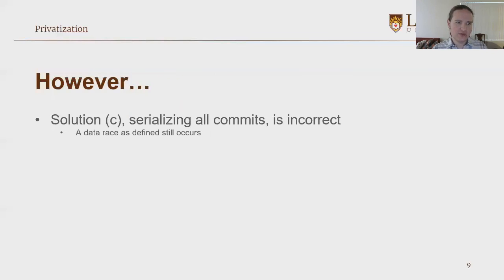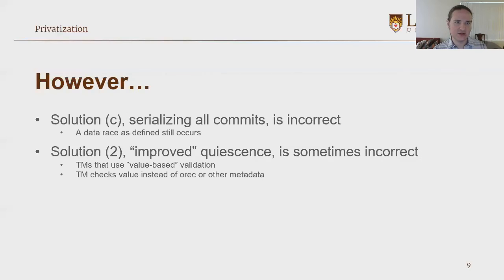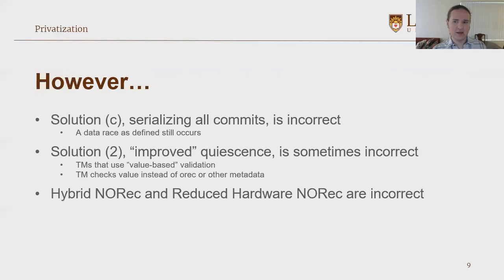However, we note that solution C, which involves serializing all commits, is incorrect. A data race, as defined by the C++ memory model, still occurs. Solution 2, with the improved quiescence, is sometimes incorrect. In particular, it's incorrect for TMs that use value-based validation, where the TM checks the value instead of the OREC or other metadata. This means that hybrid NOrec and reduced hardware NOrec are incorrect as described.